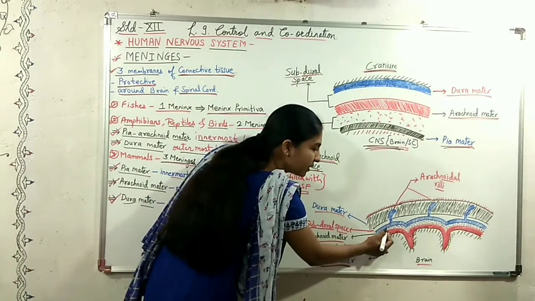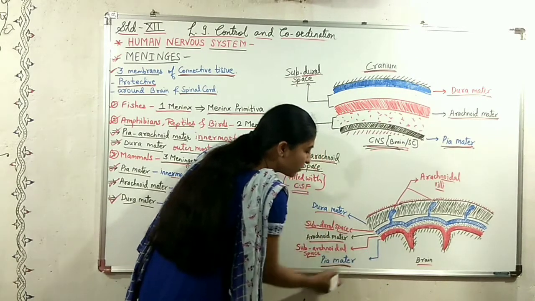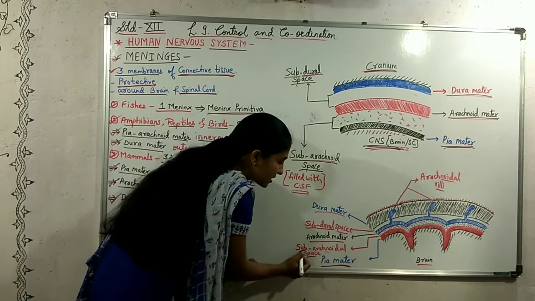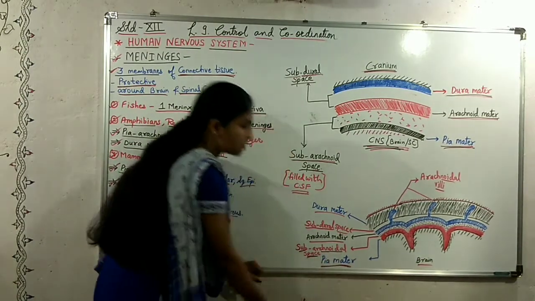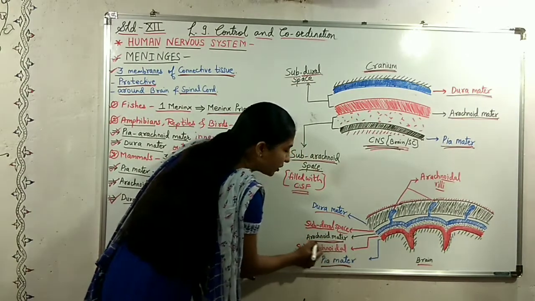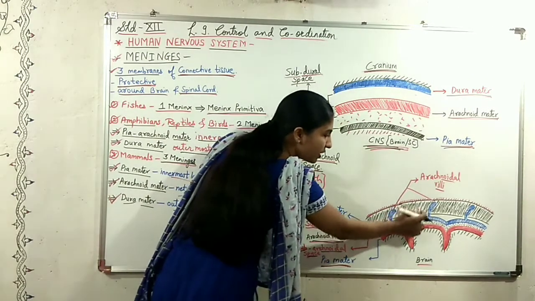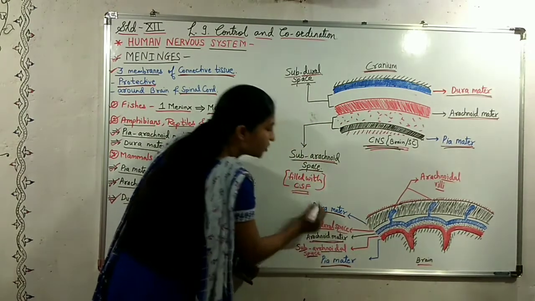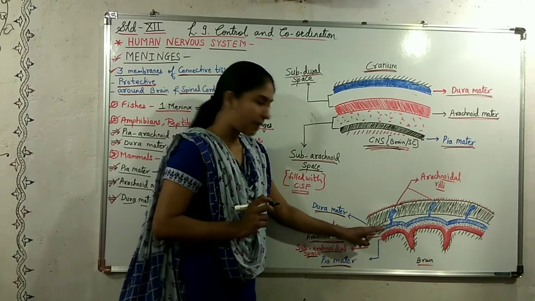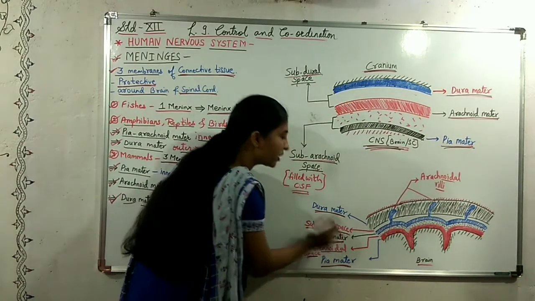This gap in between the pia mater and the arachnoid matter is filled with cerebrospinal fluid, and that gap is called the subarachnoidal space. This blue colored part you see here is the arachnoid matter. And this black colored fibrous part which I have drawn is the dura mater. In between this dura mater and the arachnoid matter, there is a space, and that space is called the subdural space.